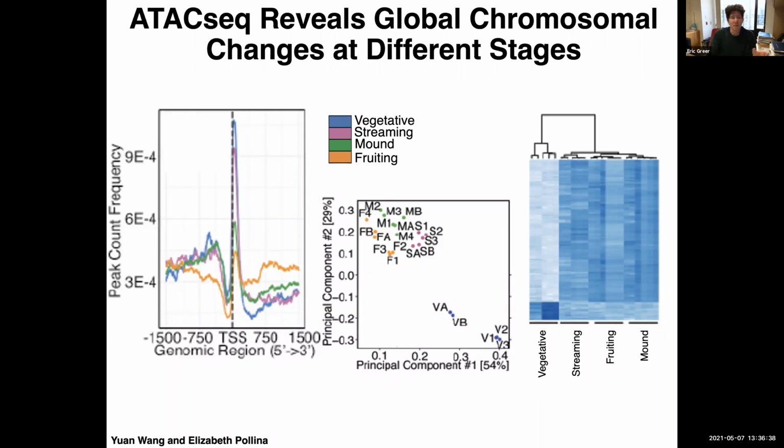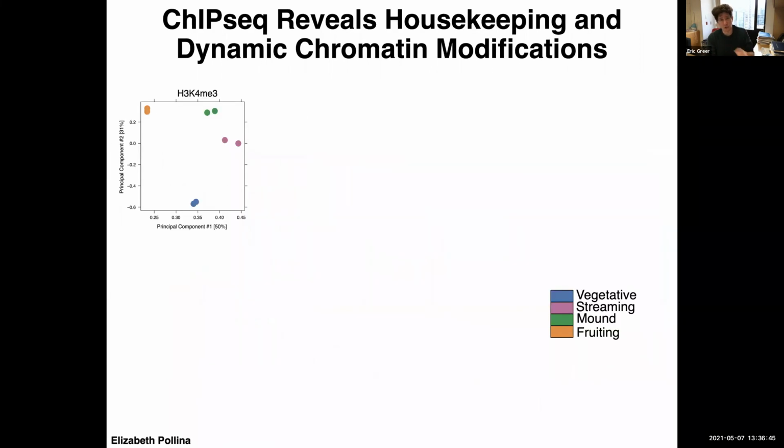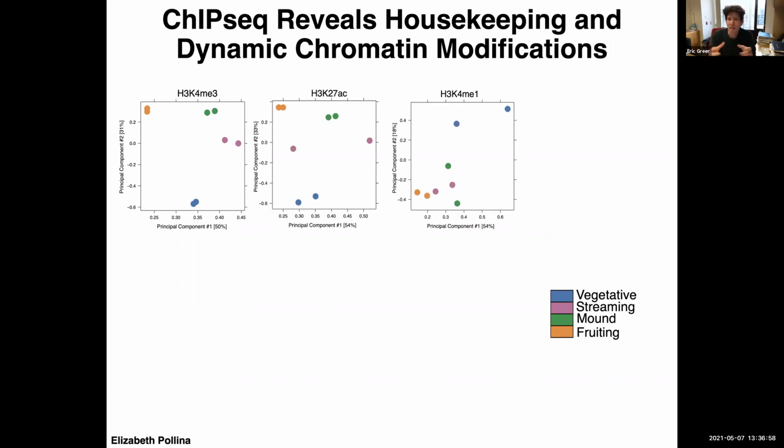We next wanted to examine more specifically whether there were other, more precise chromatin modification changes occurring as the Dictyostelium was transitioning. And so Liz Polina performed ChIP-seq, chromatin immunoprecipitation followed by sequencing, for 7 different chromatin modifications. And what she found was that, again, when she performed this principal component analysis, condensing all of this genome-wide data into one point for the ease of comparison, these 3 typically activating chromatin marks, H3K4 trimethylation, H3K27 acetylation, and H3K4 monomethylation, allowed the unicellular state to be significantly distinguished from the various multicellular stages.